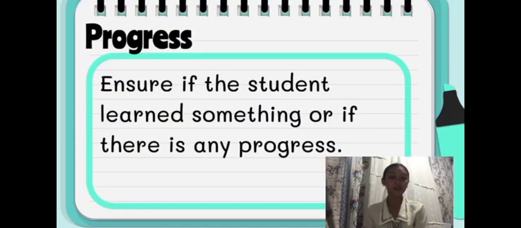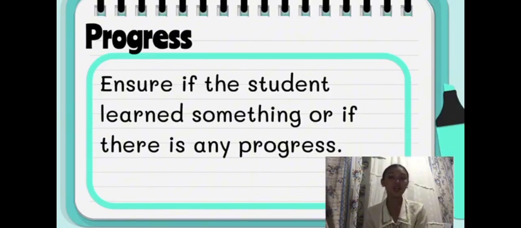The last of the 5 P's of unpacking competencies is progress. Teachers must know that progress has been made. In learning progressions, teachers are able to identify where the students are at in their learning. This can help the teachers to understand students' progress in their learning.